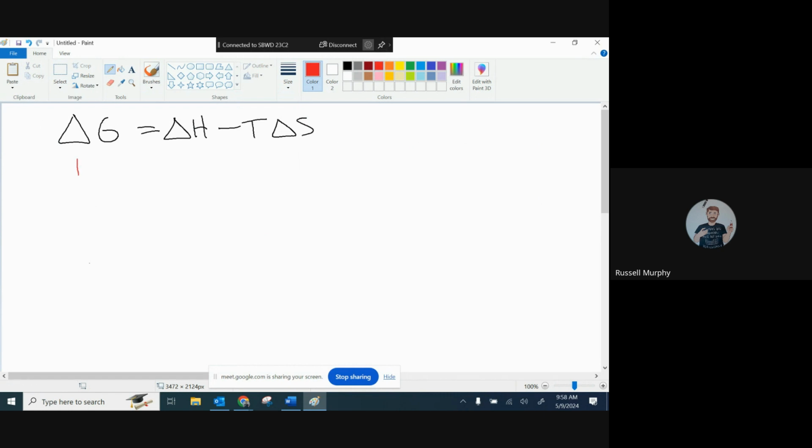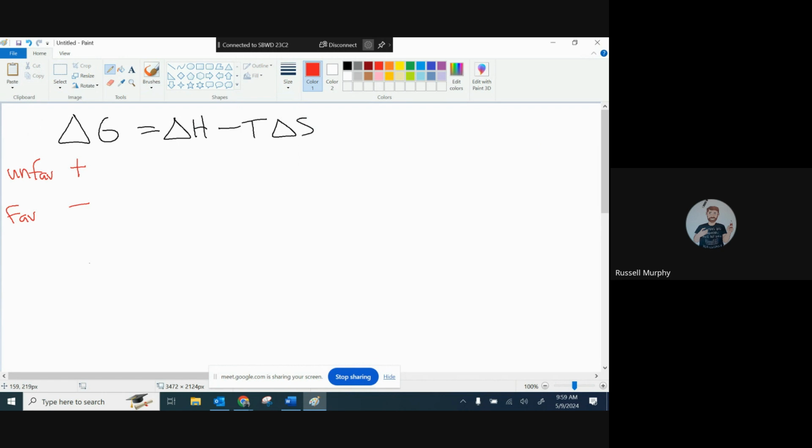And after you do the math, there's two possible responses. You might have a positive or a negative value for delta G. And for a reaction to be favorable, you want delta G to be negative. If it's positive, it's unfavorable.